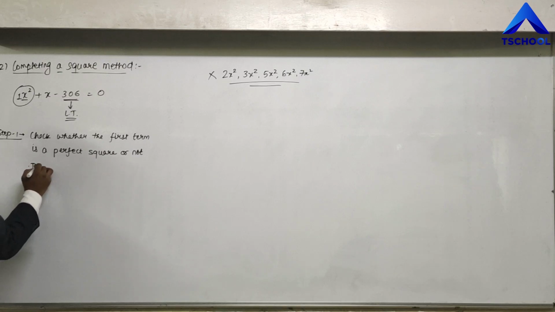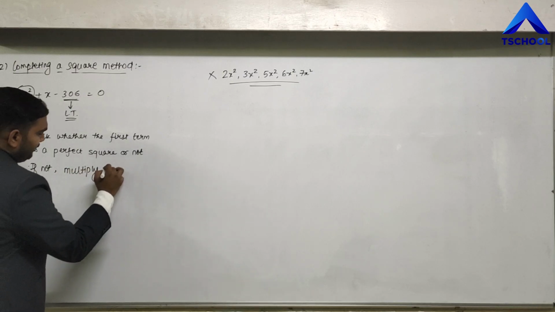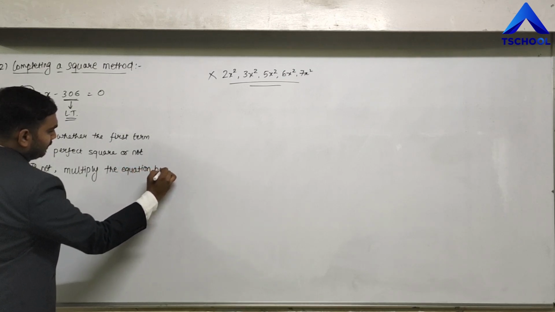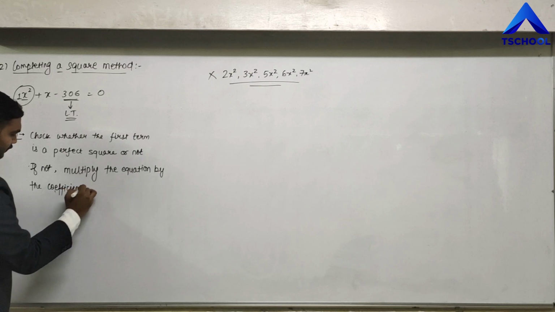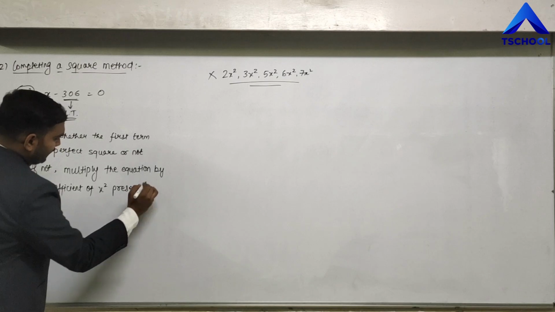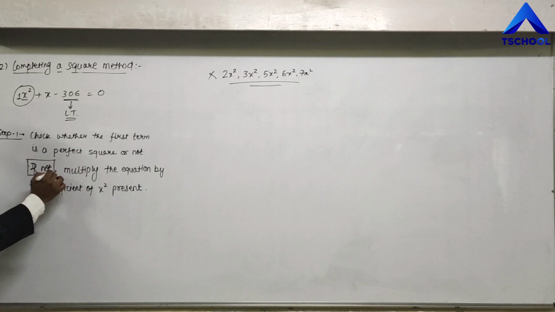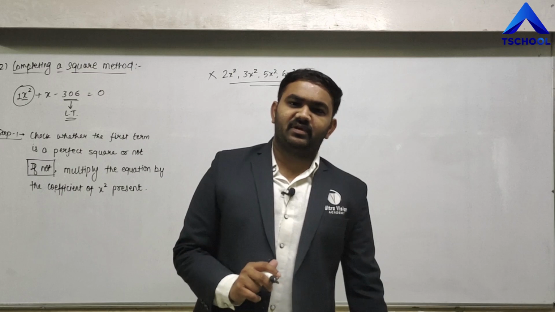Now if not, that means if it is not a perfect square, then multiply the equation by the coefficient of x square present. Right, if it is not a perfect square, then we are going to multiply the whole equation by the coefficient of x square present there.